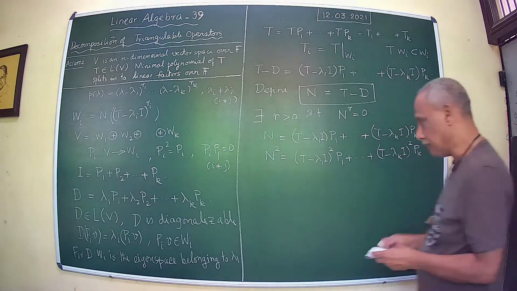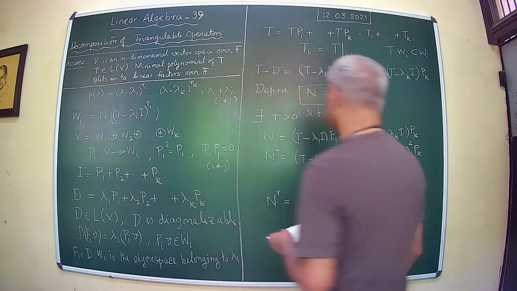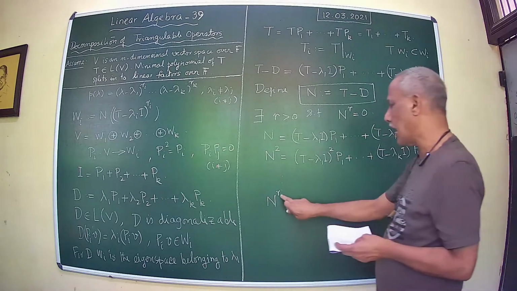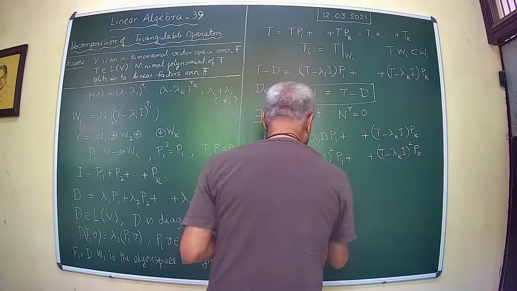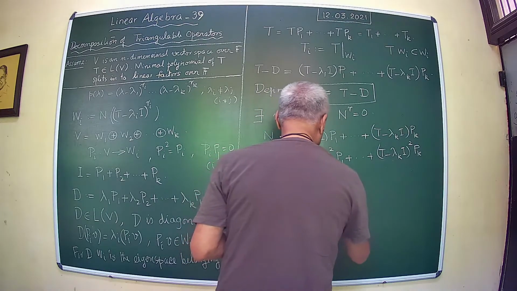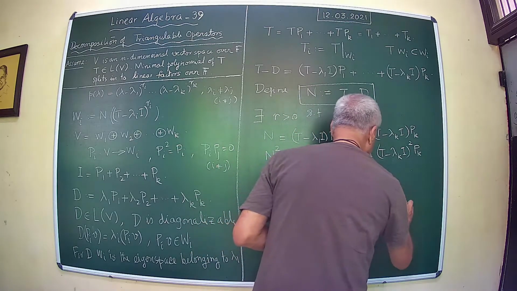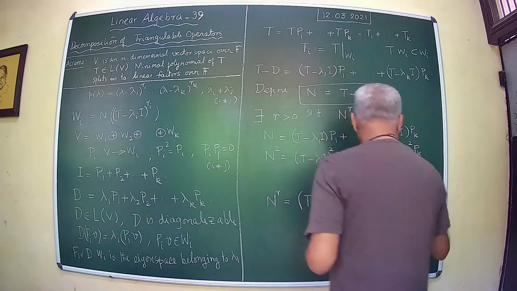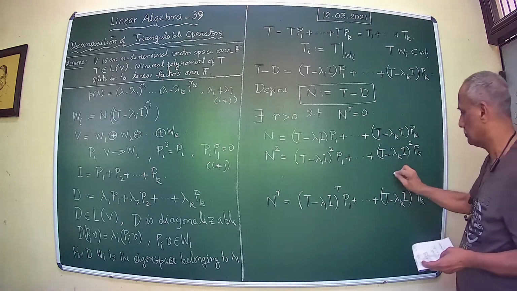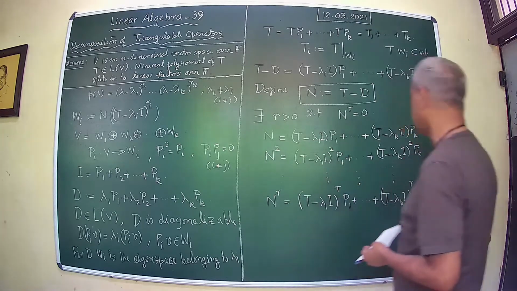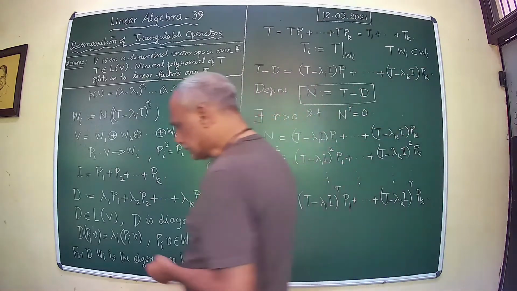Now one can compute this. You can actually prove that for any positive integer r, N to the power r is equal to (T minus lambda 1 I) to the power r P1 plus and so on up to (T minus lambda k I) to the power r Pk. Okay. This is proved by induction.